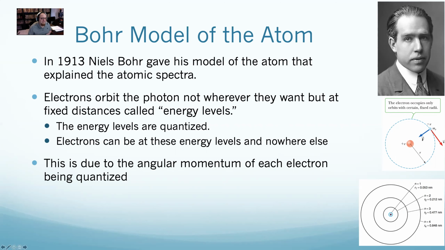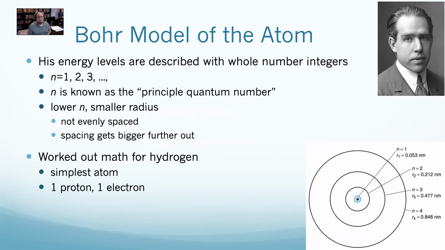He defined his energy levels with integer numbers, the value of n, n being known as the principal quantum number. And n was just which energy level something was in. n equals 1 is the lowest energy level and the smallest radius. n equals 2 is a bigger radius. n equals 3 is an even bigger radius. How far they were spaced was not uniform: the spacing between the energy levels gets bigger the further out you go.